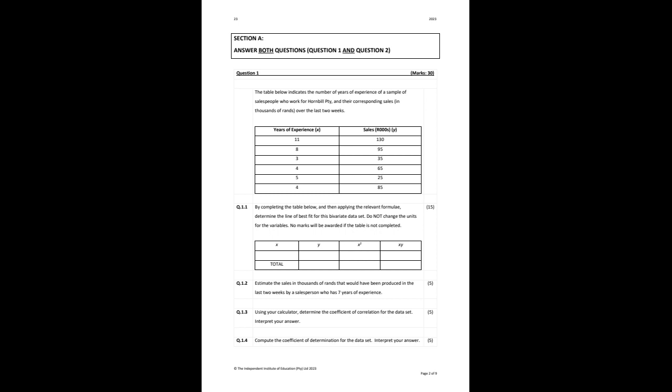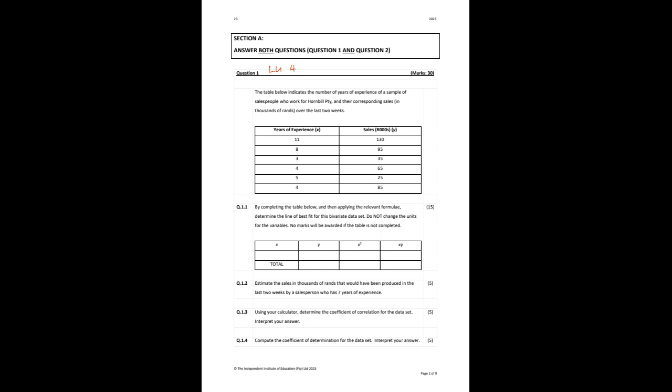So section A here is, like we said, based on learning unit 4 and 5. There are 2 questions. You will answer both of these. So question 1 is based on your linear regression and correlation analysis. And this is learning unit 4. So I'm just going to write that at the top here in line with it.